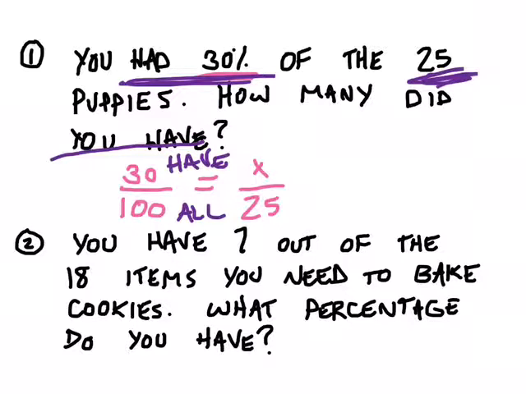Number two, you have 7 out of the 18 items you need to bake cookies. What percentage do you have? Well, here's that keyword again, percentage. What percentage? I don't know. So this is a question about a percent. So an unknown percentage is X over 100, and hopefully 7 out of 18 items feels like a pretty manageable second half there. But again, if we look for those key words, percents are the easiest by far. If we see the word percent, we're probably dealing with a percent problem.